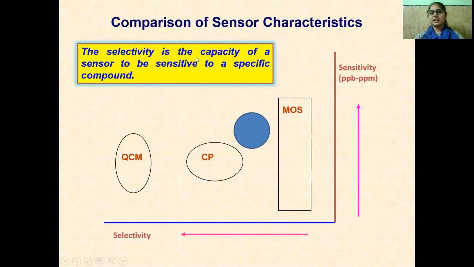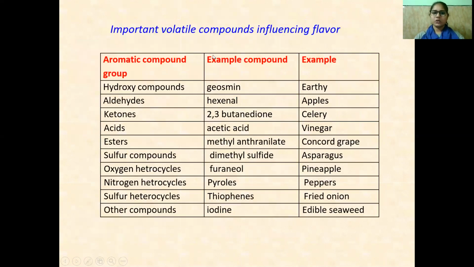So the selectivity is the capacity of a sensor to be sensitive to a specific compound. According to the sensitivity to the specific compound, there is a selectivity. Then we have the important volatile compounds influencing the flavor, like the hydroxy compounds. An example is geosmin, which has an earthy flavor. Aldehydes, such as hexanal, have an apple flavor.